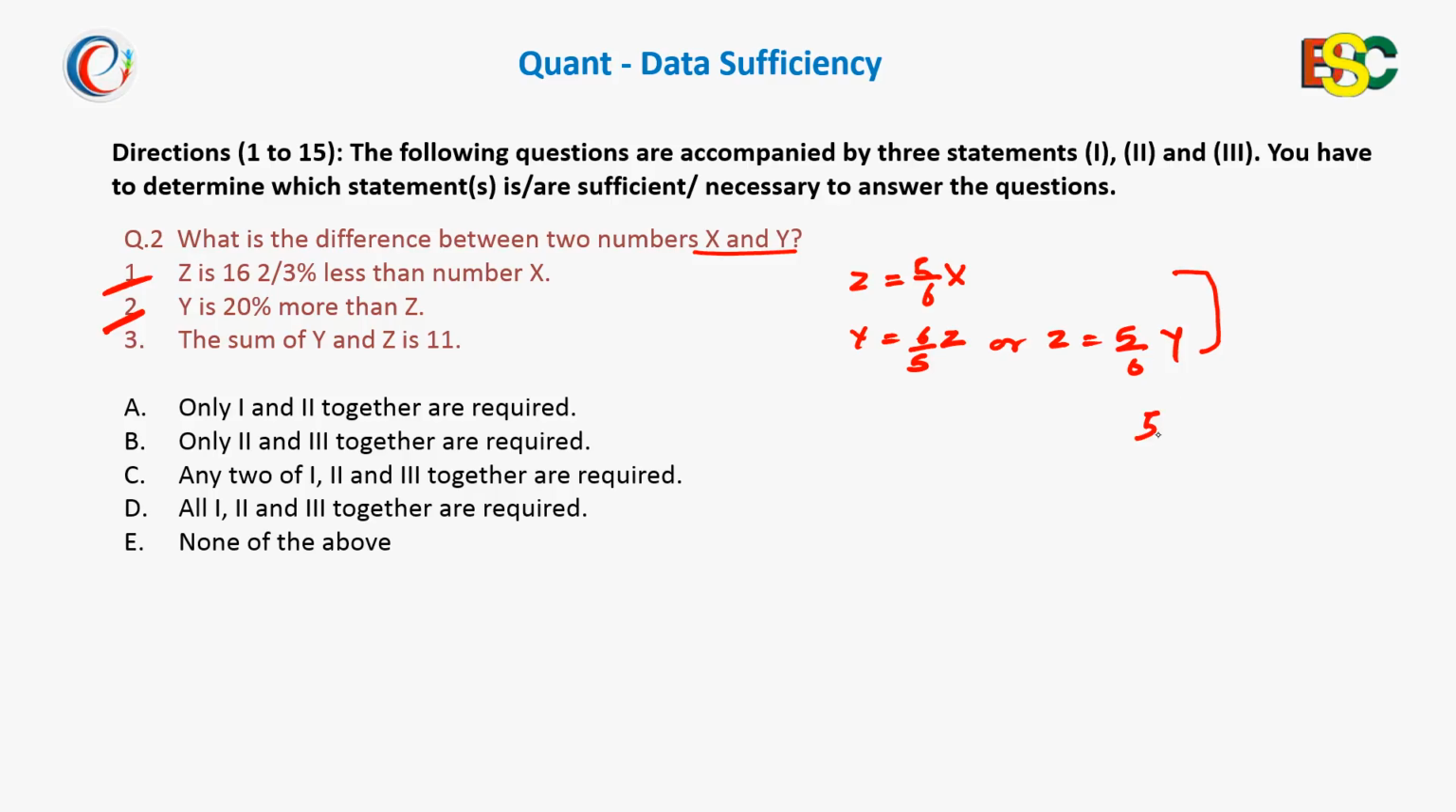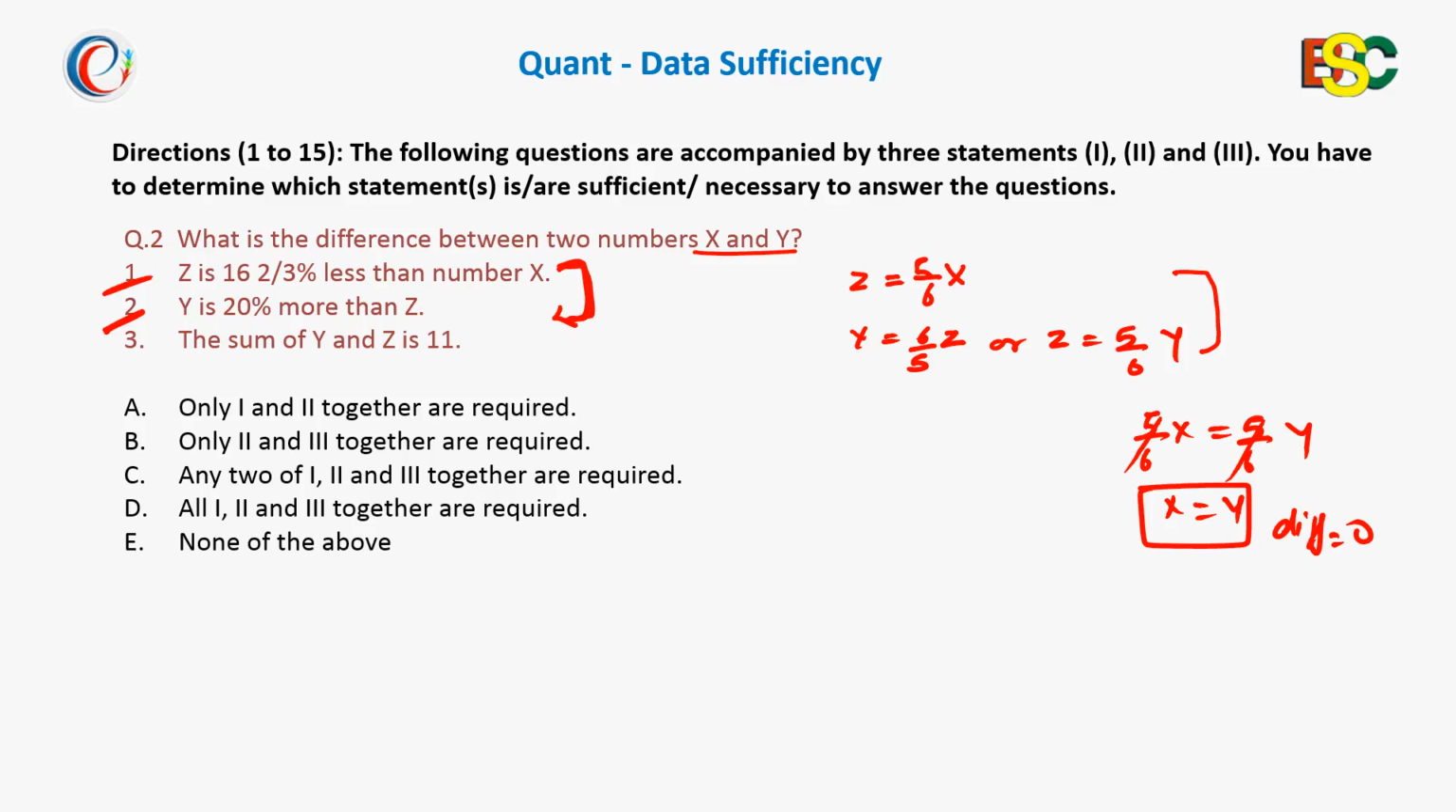equating z, 5/6 x is equal to 5/6 y, or x is equal to y. It means x and y are the same, so the difference between them is 0. So easily we can get the answer from statements 1 and 2.